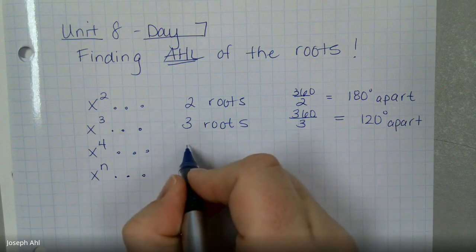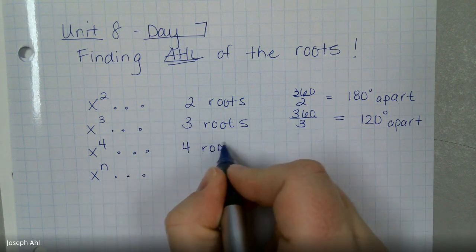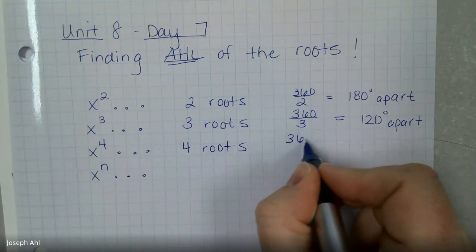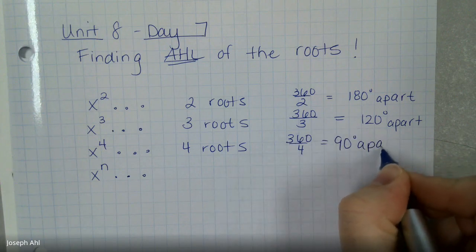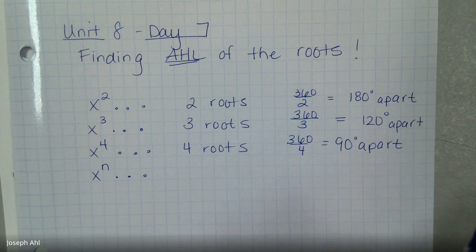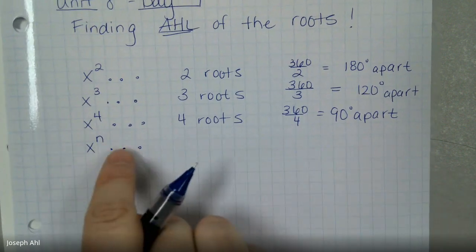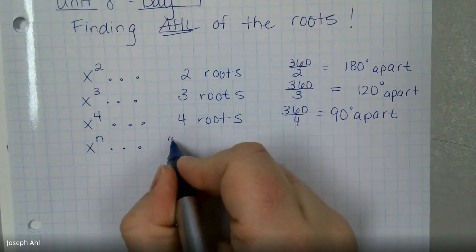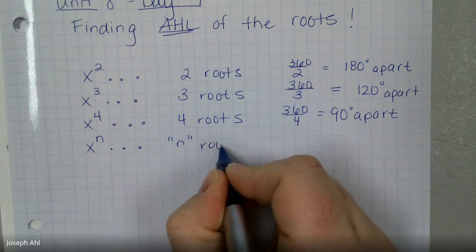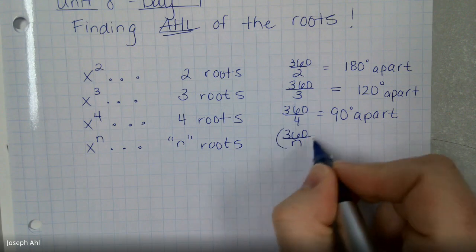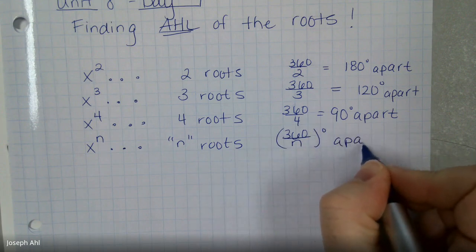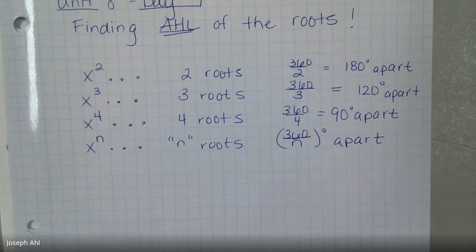And then, of course, we can keep building here that if I have 4 roots, those solutions would be 360 divided by 4, which is 90 degrees apart. And in general, if we're solving something even higher than a 4th degree polynomial, which has n roots, you would take 360 and divide by n, and that's how many degrees apart the roots would be.